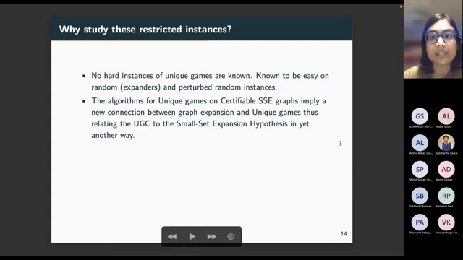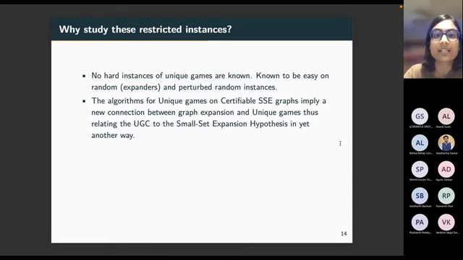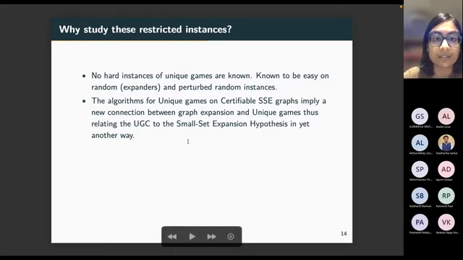But our result shows that in certain regimes, when, for example, the small set expansion problem has a sum of squares algorithm, then also the unique games problem has a sum of squares algorithm. So at least in the sum of squares world, it's not much harder than the small set expansion problem.